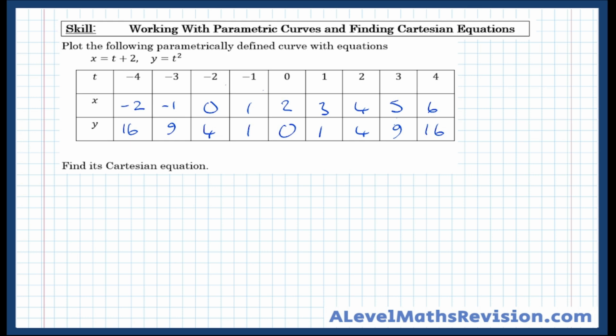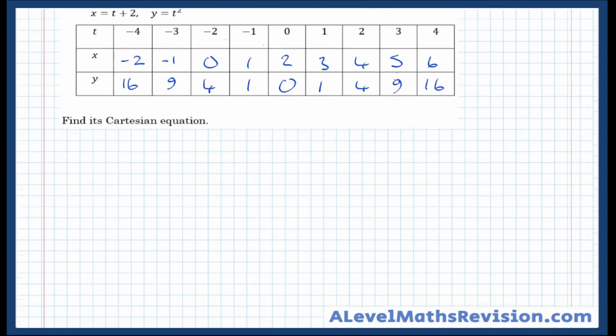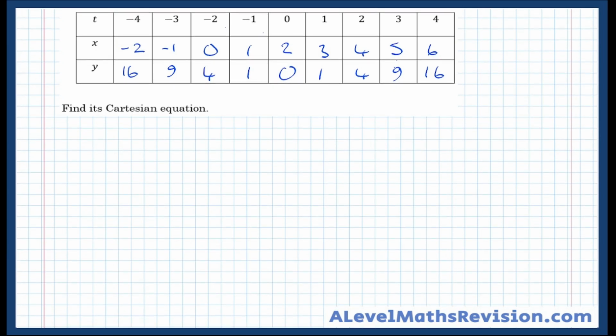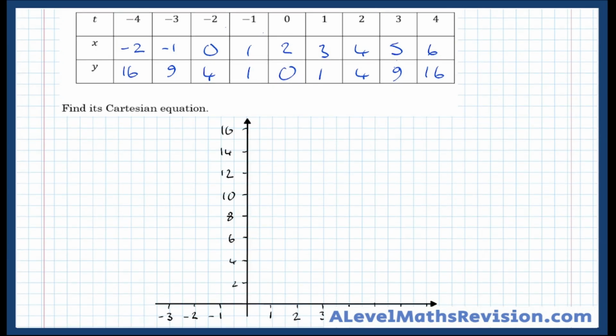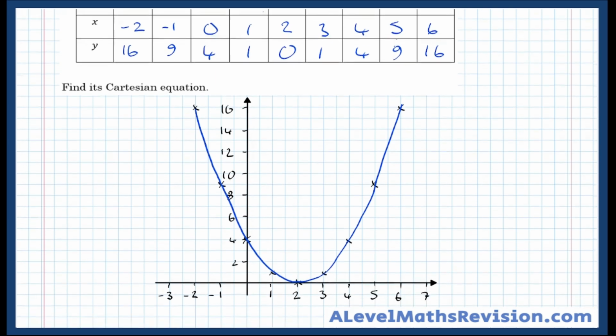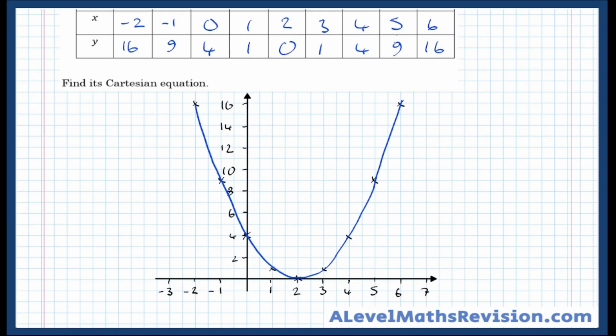So now let's plot it. For that we'll do a set of axes, which are there, and let's get plotting. So we've got minus 2, 16, which is there. We've got minus 1, 9, which is there, and continuing to plot those, which is there. So nice and straightforward is that. We've got that curve there, which looks like a quadratic.